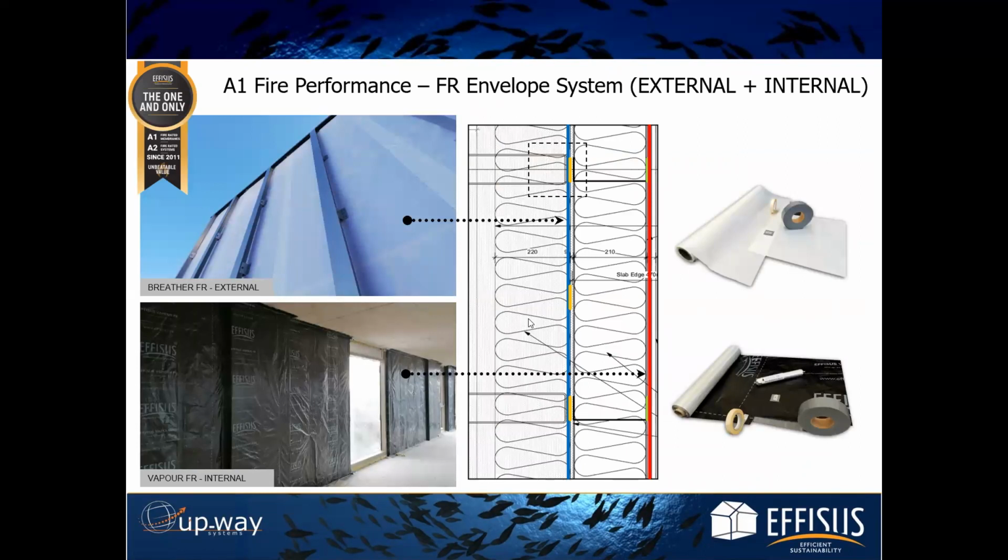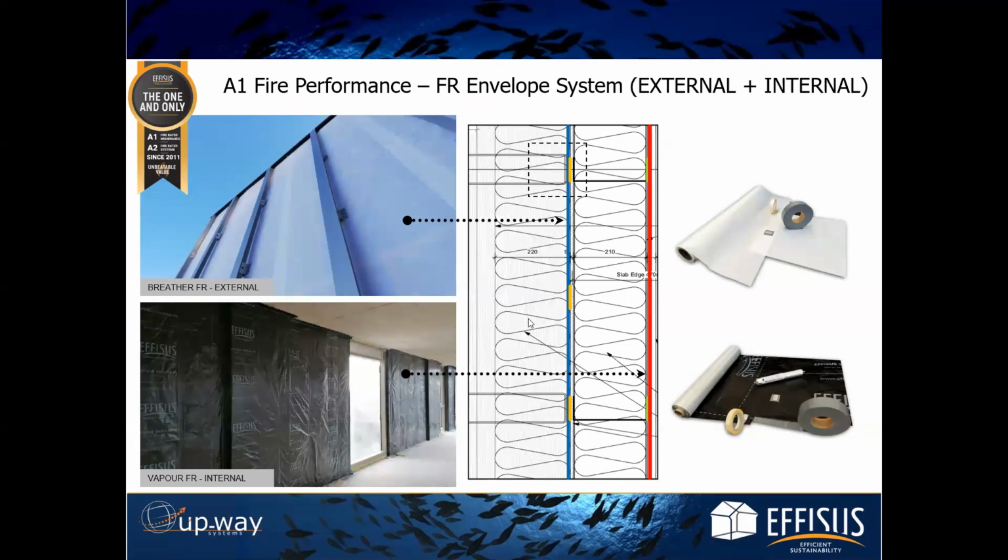In terms of our A1 fire performance solutions, what I would like to say to you today is that we can provide the market with A1 fire classified membranes, vapor membranes and breather membranes. On the external wall part, of course, is our breather FR membrane. This is a membrane that needs to be vapor permeable. It needs to allow the facade to breathe. It needs to allow the vapor to migrate from the inside of the wall to the outside, and at the same time, it does not allow any water to come inside.